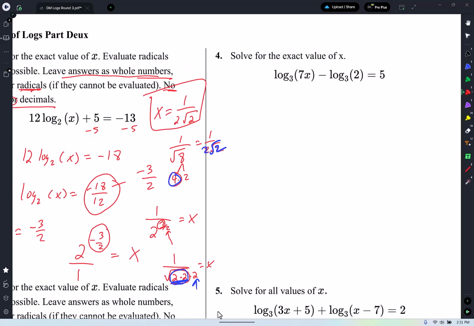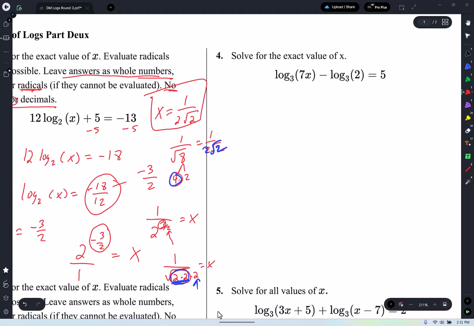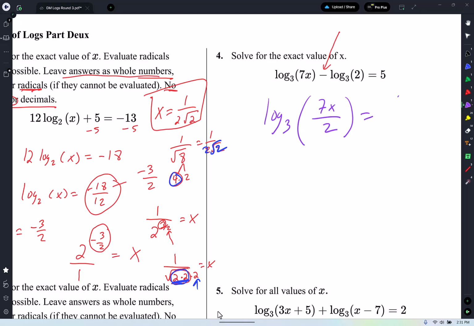All right, here we go. I have a minus. So what do I do when I have a minus? Let me change this color to purple so it doesn't blend in with the other red. Log base 3, giant parentheses, 7x over 2, close it, equals 5. Now I'm going to solve for x by turning this into an exponent. 3 to the power 5 equals 7x over 2.